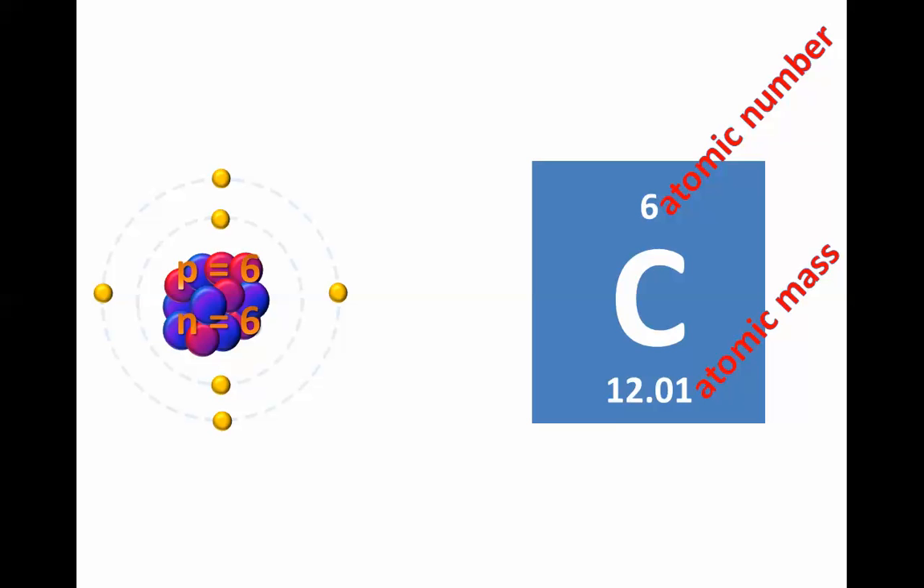But if I add protons plus neutrons, 6 plus 6, that's 12. That should give me the atomic mass. The atomic mass of carbon is 12.01. That's not 12, but it's really close. We'll talk about why we have this little discrepancy a bit later on.